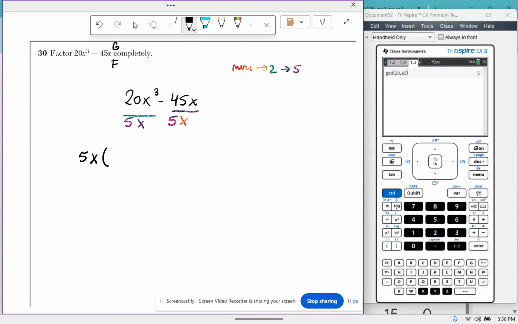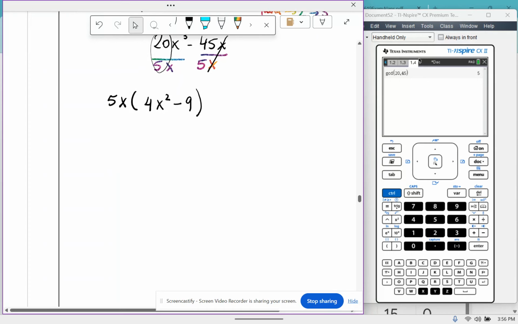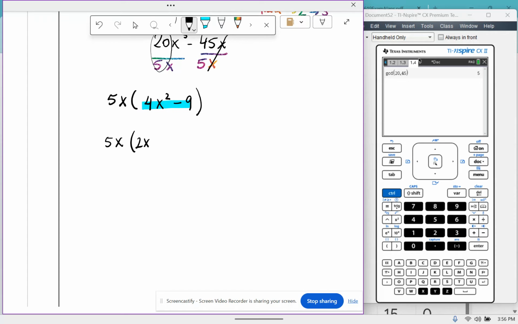So 5x goes outside the parentheses. I'm going to work piece by piece. 20 divided by 5 is 4. X cubed divided by x is x squared. 45 divided by 5 is 9, and x over x cancels. I now see that this is a special factoring pattern. We have the difference of two perfect squares. When I have that, I have a 2x in the front of each because I take the square root of the first piece. I put a plus or a minus to get the minus in the middle, and then I take the square root of the last piece. There's nothing else that I can break down any further, so that is my answer, and I am done.